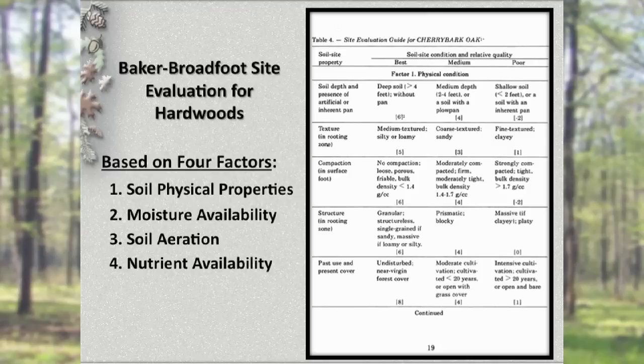You look at compaction in the surface foot, no compaction. Again, I give it a grade of 6. However, if I go to a strongly compacted, high bulk density soil, it's going to give it a grade of -2. Again, we're losing dramatic numbers in terms of what actually is a good site index for cherry bark oak.